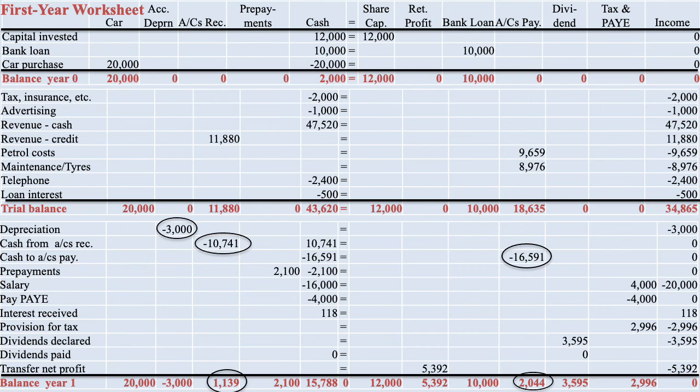Finally, we transfer the profit from the profit and loss or income column and put it into the retained profit column, and it appears on the balance sheet. Now we're ready to do the second one, which I'm not going to show you, but they're all in the book. Now let's see what information we can get out of the worksheet, beginning with the income statement.